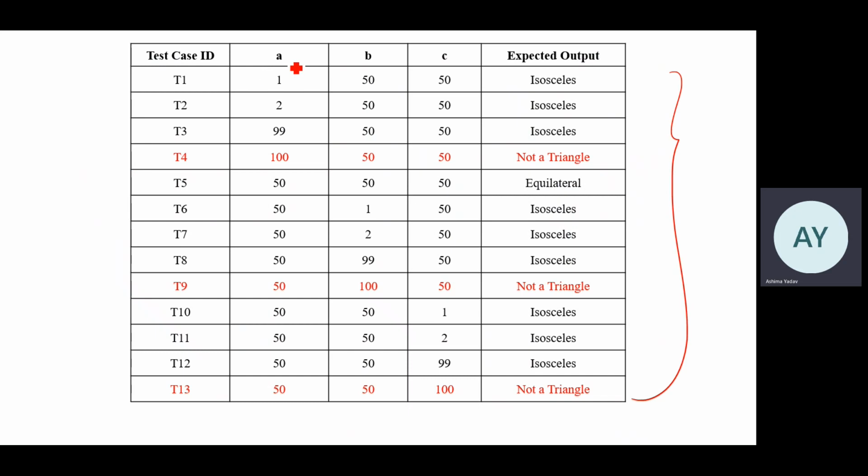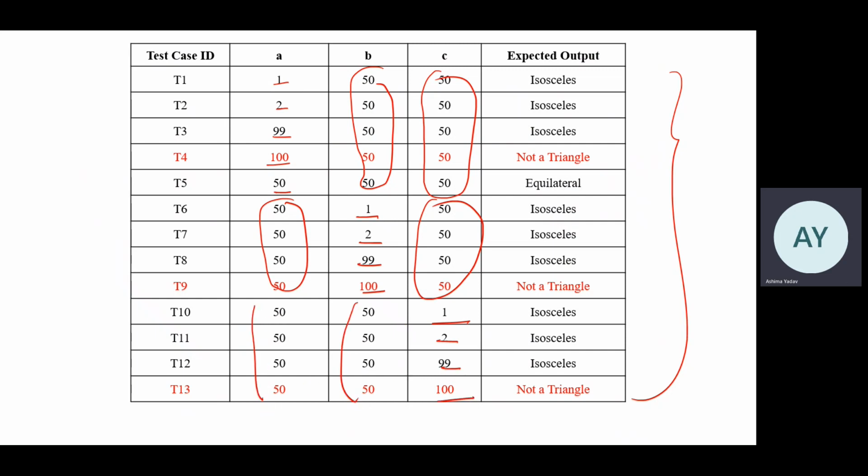And again A, B, C are there. So we have values 1, 2, 99, 100 for A, and for the rest, everywhere else, I have the nominal value that is 50. Next, in the B column I have 1, 2, 99, 100, and for the other two I have nominal value defined. Similarly for C, 1, 2, 99, 100, and for the other two I have nominal value defined.